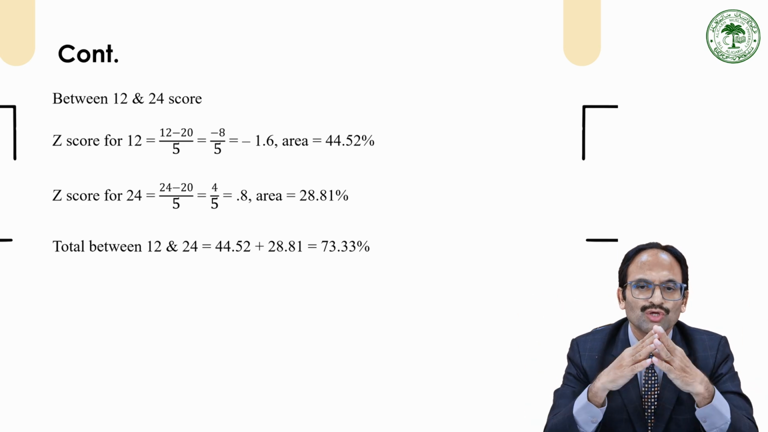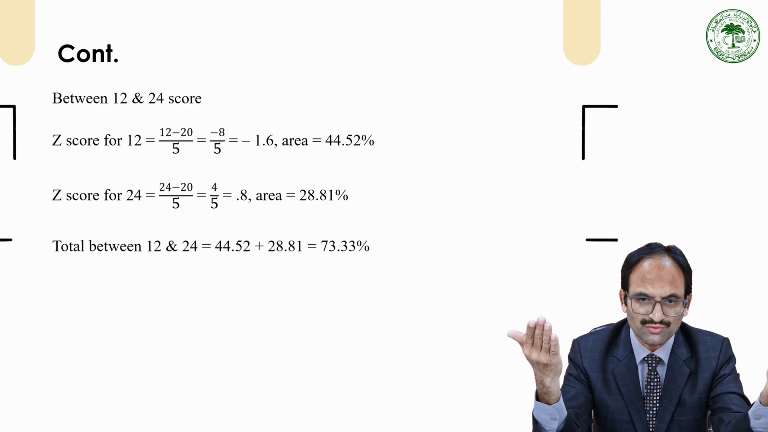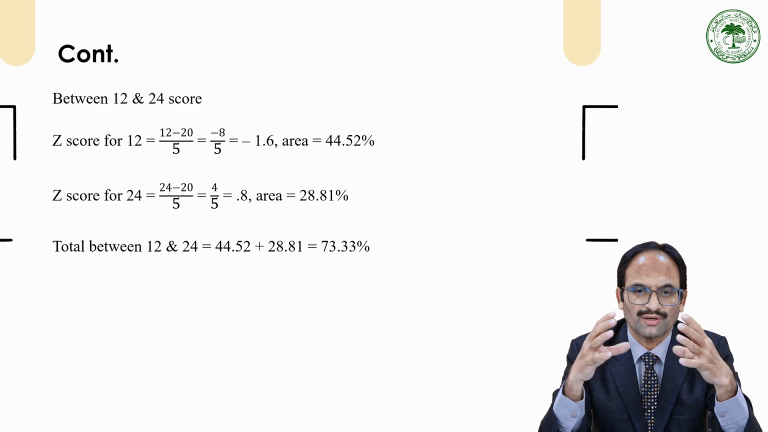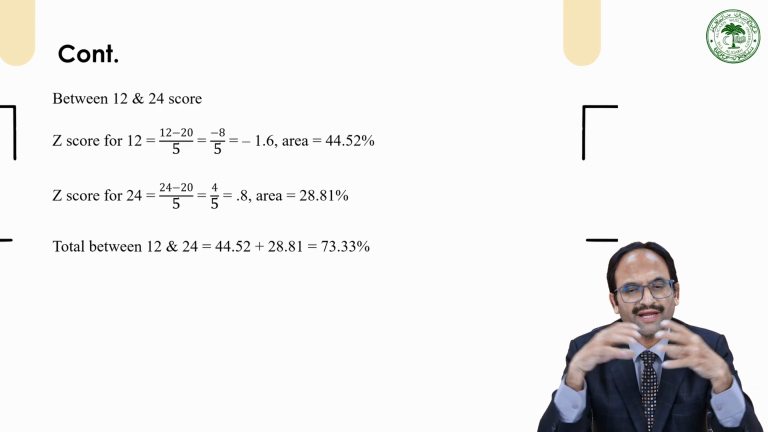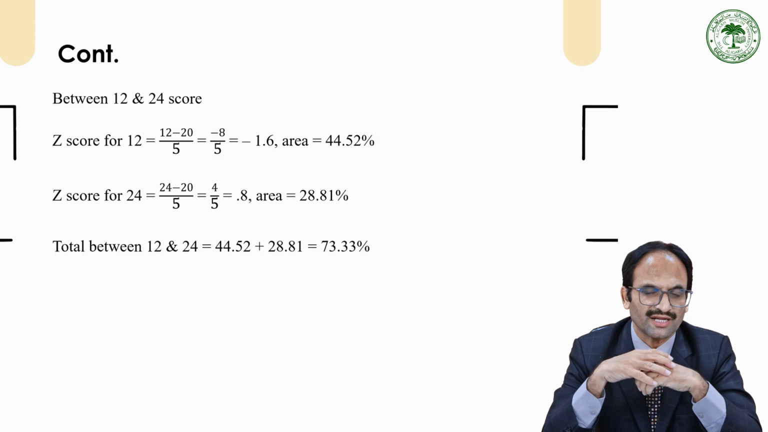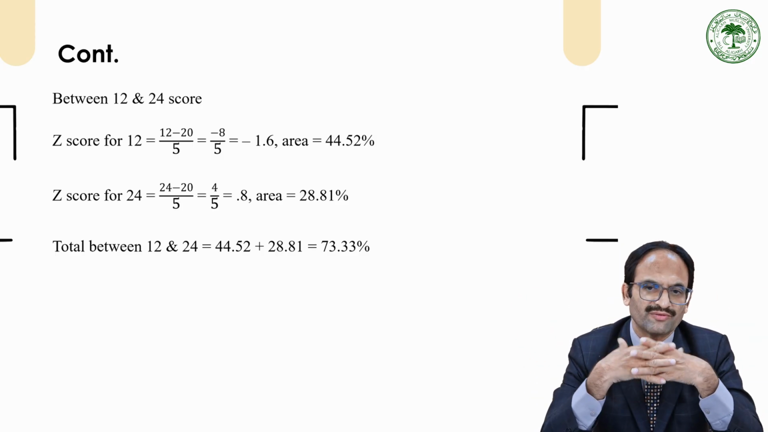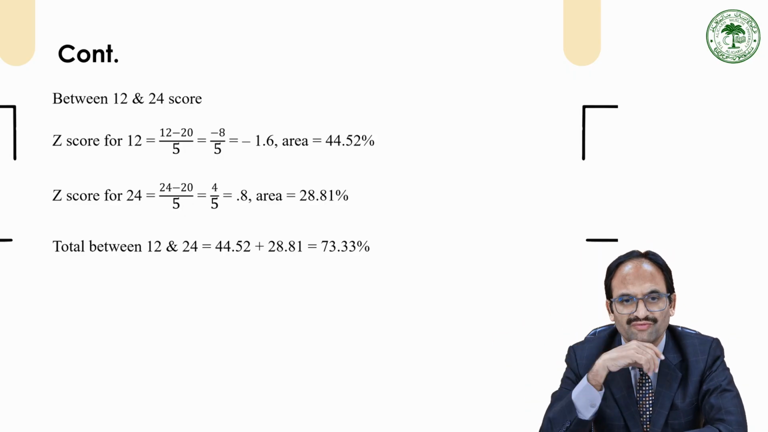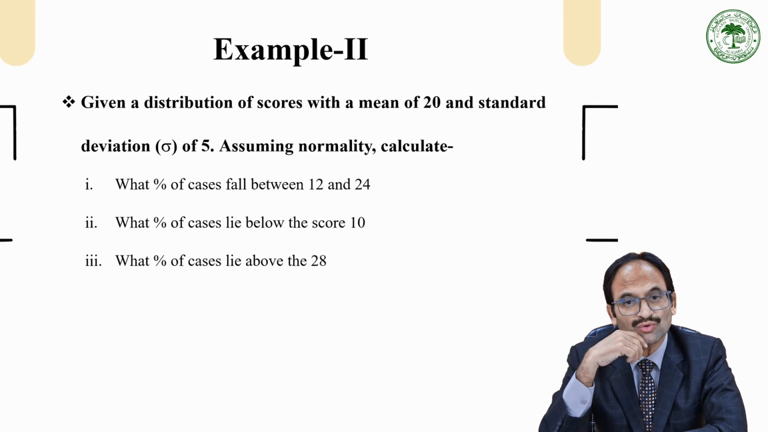So for that, you convert 12 into z-score, convert 24 into z-score. Find out the z-score for 12 and for 24, and accordingly you see the area in the table, find out the sum of these two, and that will be equal to the percentage of cases which fall between 12 and 24.